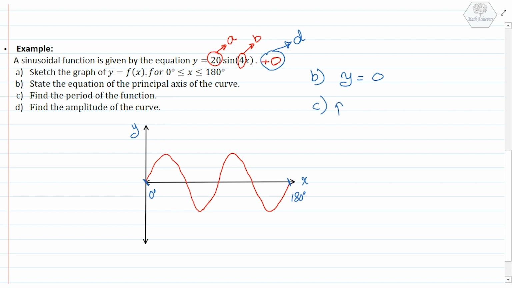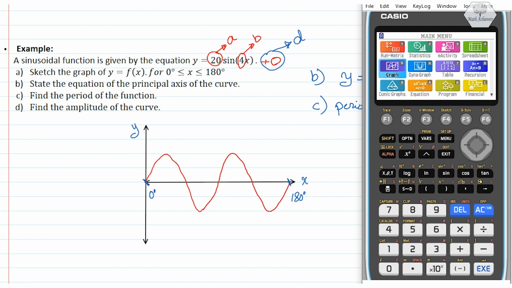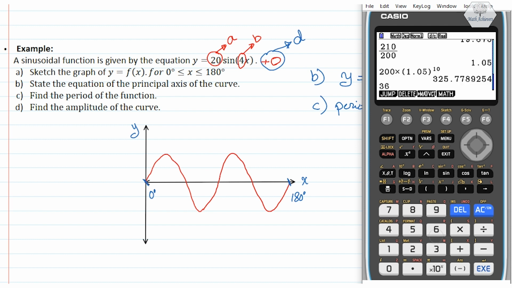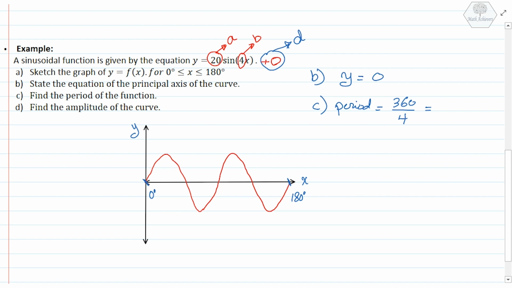Simply the period we said is equal to 360 over b. In this case, our b is 4. 360 divided by 4. I go to menu, to run matrix, 360 divided by 4. And this will give me 90 degrees. So the period is 90 degrees.